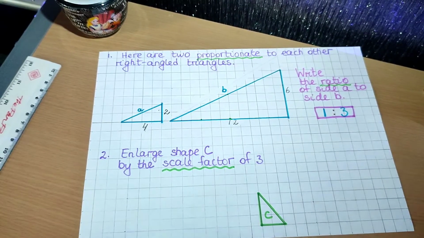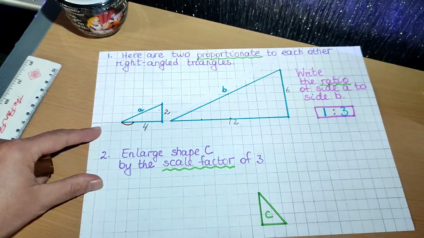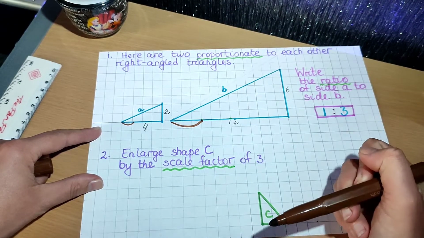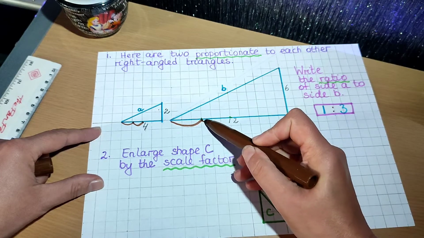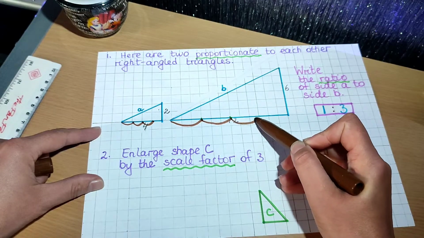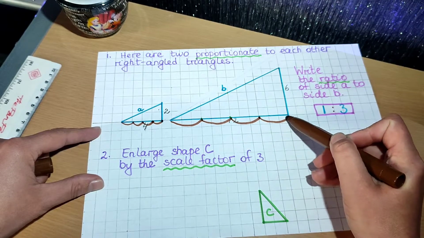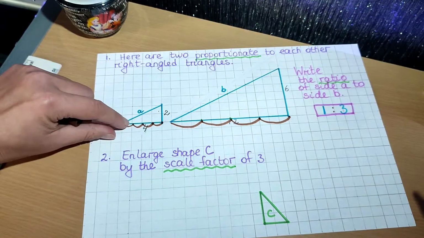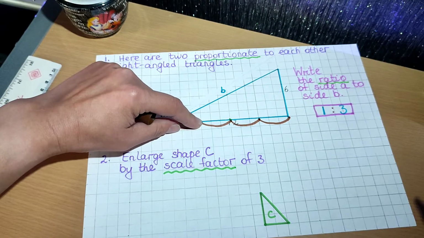Right, for 1 square on this triangle, can you see 1 square? You get 3 squares on this triangle. Another square, you get another 3 squares. Another square, and then you get 3 more squares, and the last square, 3 more squares. Can you see? So this is what proportions are: for each square on this triangle, you get 3 squares on this triangle.